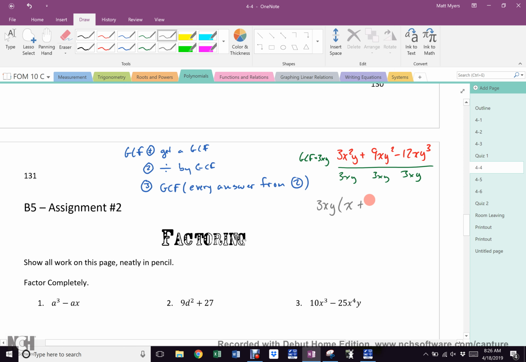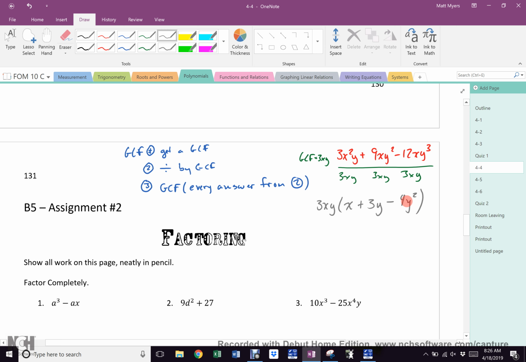Plus 9 divided by 3 is 3. X divided by x is 1. Y squared divided by y is y. Minus 12 divided by 3 is 4. X divided by x is gone. Y cubed divided by y is y squared. And it's done. That's GCF.